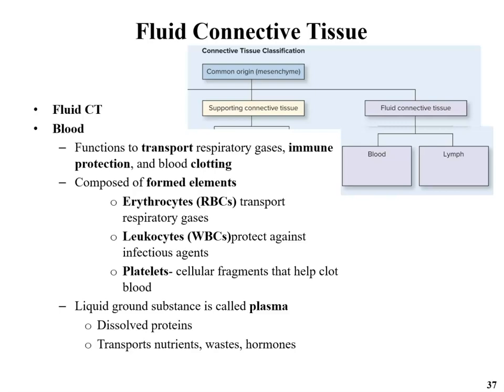So the formed elements are erythrocytes, which are your red blood cells, and these transport respiratory gases. Then your leukocytes, which are the white blood cells, and these protect against infectious agents, right? And then finally you have your platelets, which are cellular fragments that help to clot the blood. We mentioned that the liquid ground substance is called plasma, and it dissolves proteins. And many of these proteins transport nutrients and wastes, and the plasma also helps to transport wastes, nutrients, and hormones as well.